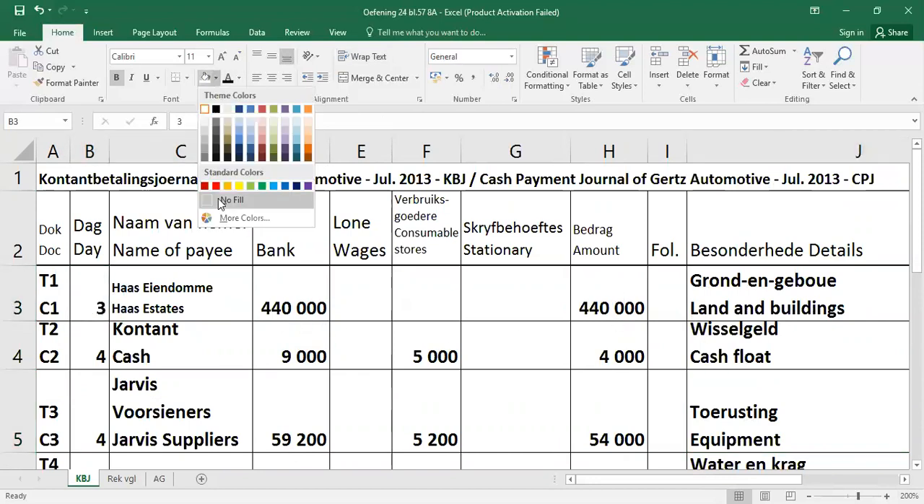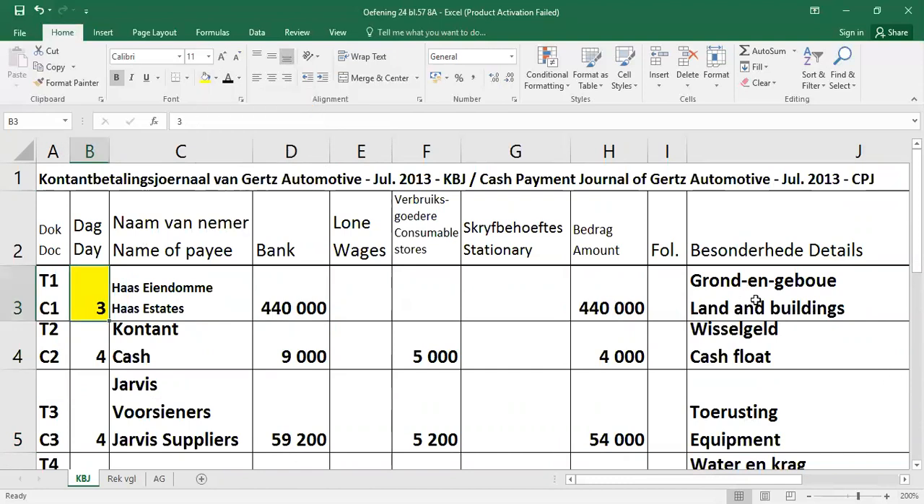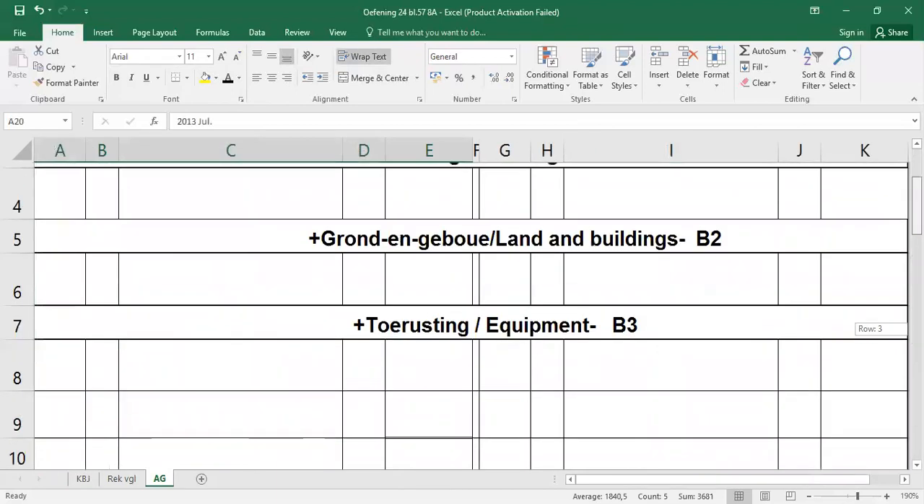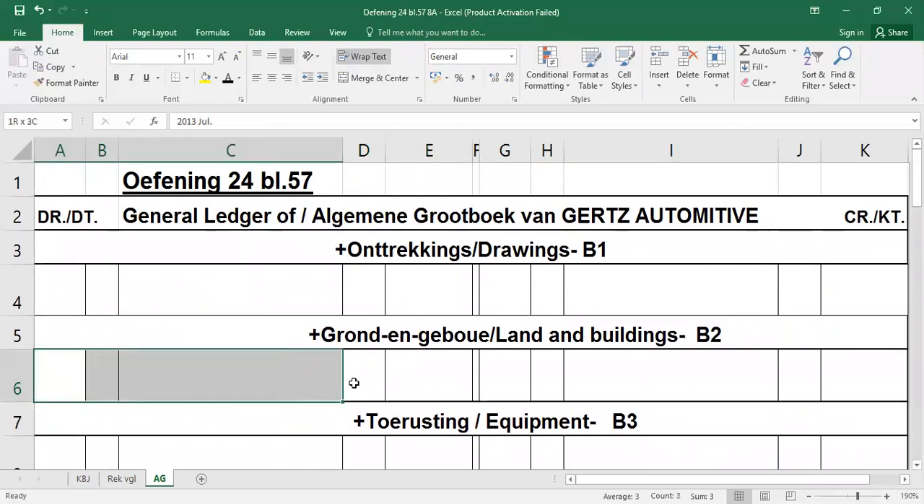In other words, like for instance, land and buildings came on the 3rd, so we're going to use the 3rd. There's your amount. And the number I'm going to write in there is B2, because land and buildings is B2. Okay, so now I'm taking it to land and buildings, also on the debit side. Remember, the specific date now is the 3rd. Also bank there, because it's also part of total payments.